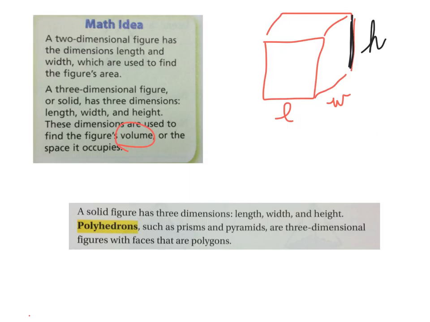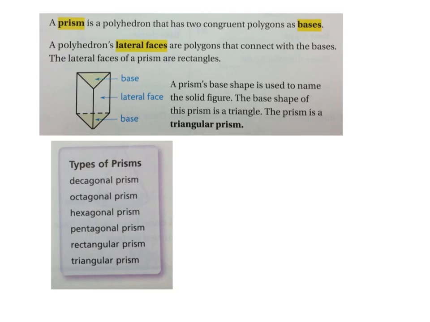I want you to write in your notebooks, a solid figure has 3 dimensions: length, width, and height. A special vocabulary word for you is a polyhedron. Everyone say polyhedron. Polyhedrons are 3-dimensional figures such as prisms and pyramids. They're 3-dimensional figures that have faces that are polygons. There are 2 kinds of polyhedrons we just wrote about. What are they? A prism or a pyramid.